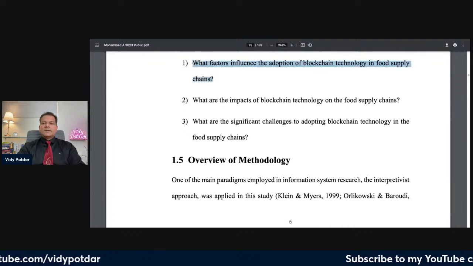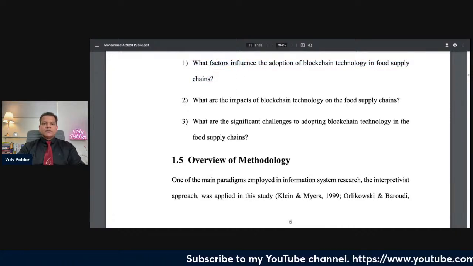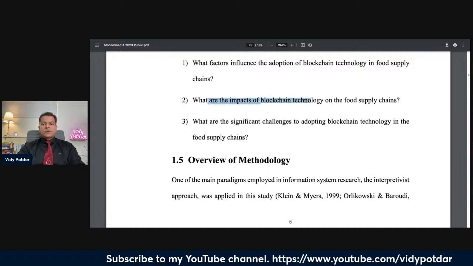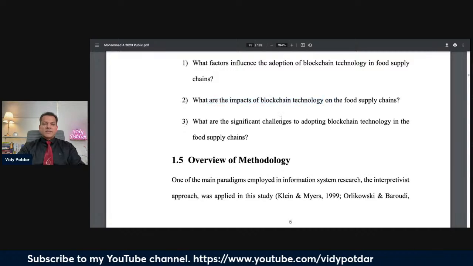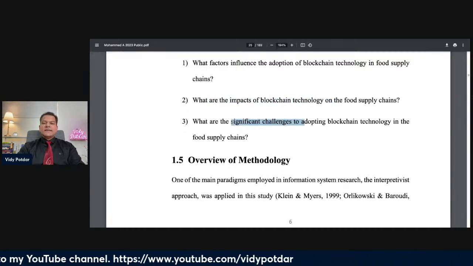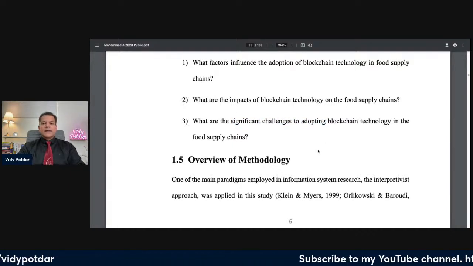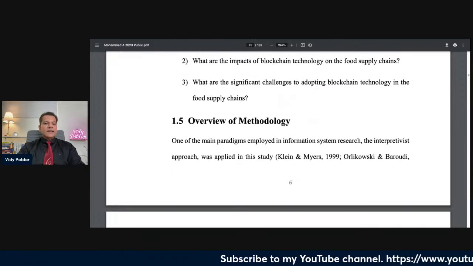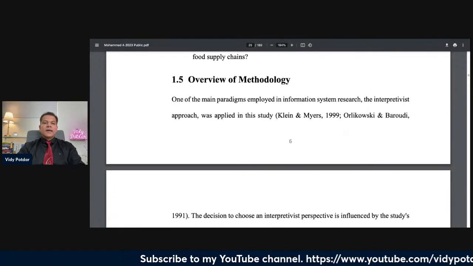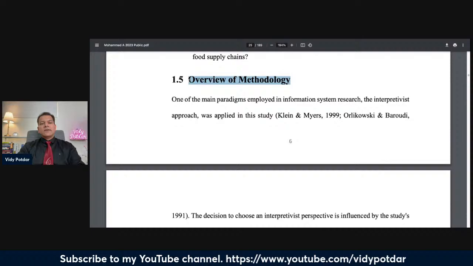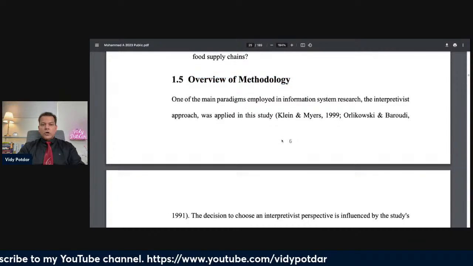So what factors influence the adoption of blockchain technology? So this was answered in this thesis. What are the impacts of blockchain technology on food supply chain? And what are the significant challenges of adopting blockchain technology in food supply chain? So this is also clearly, it's very clear the objectives of this thing. And the next thing that I have got here is overview of the methodology.